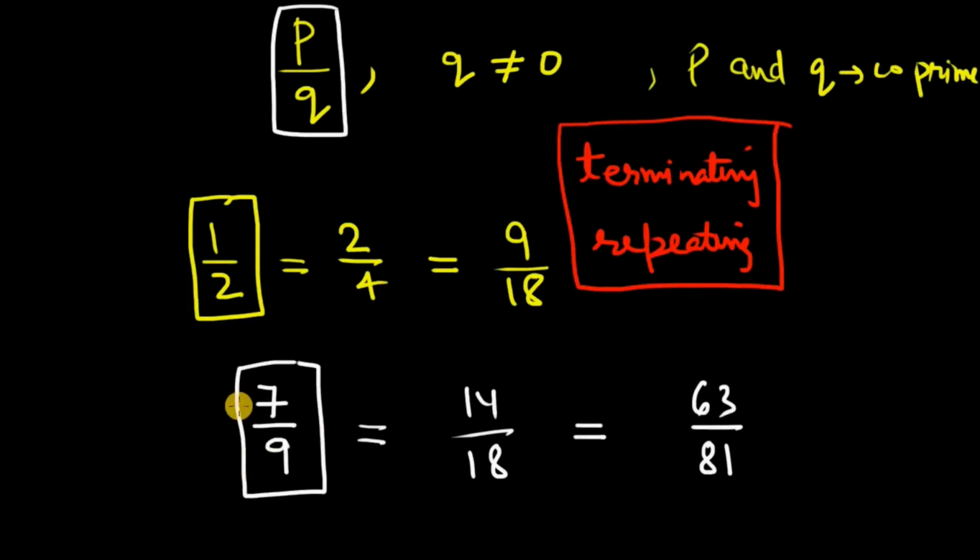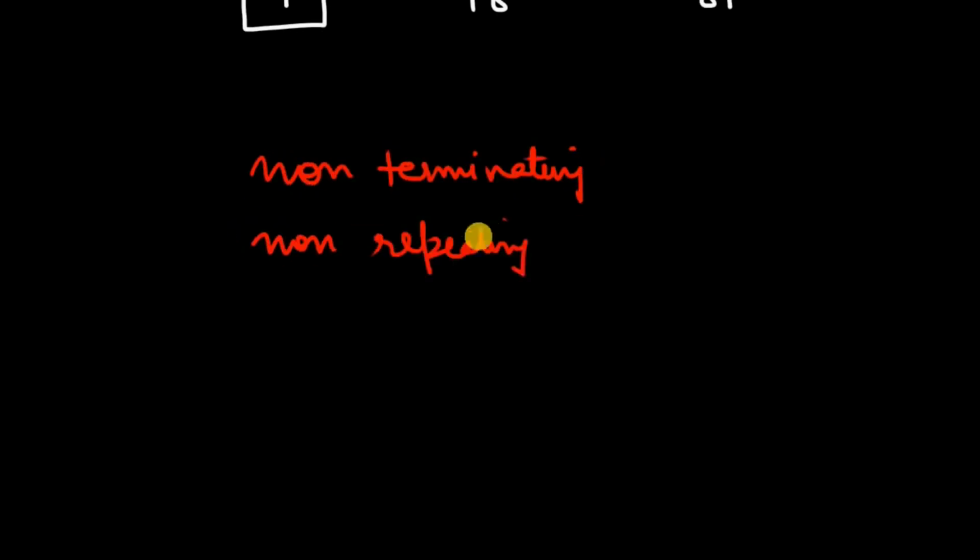Whereas anything left, if we get any decimal in the form of non-terminating and non-repeating, then we can say that decimal is an irrational number. For example, 0.1010001000 and likewise, there is no specific pattern which is continuously followed. So we can say this is an irrational number.